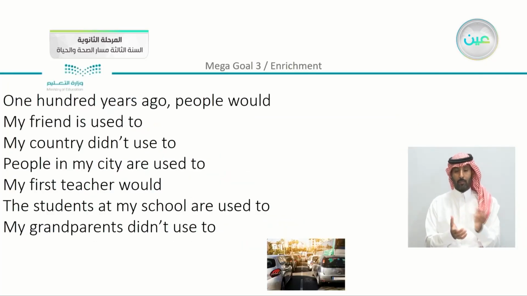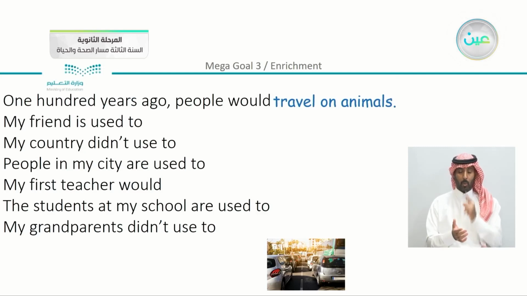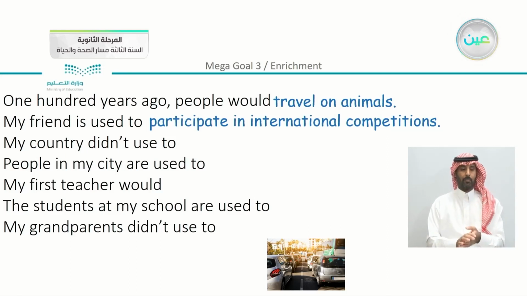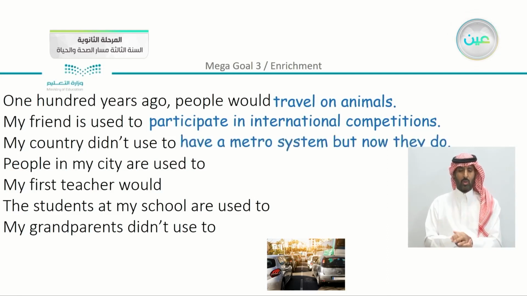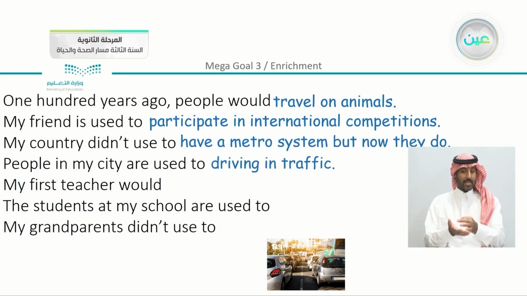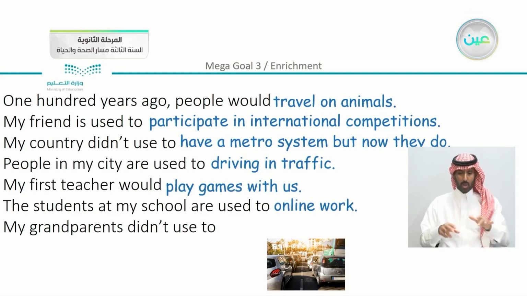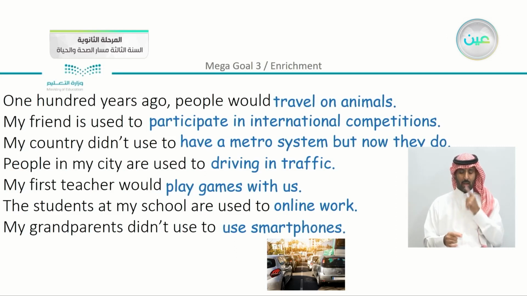Moving on, we have, yes, 100 years ago, people would travel on animals. Let's just complete together. My friend is used to. You can just choose any type of sentence. We can say, for example, participate in international competitions. My country didn't used to, a free answer, have a metro system, but now they do. People in my city are used to driving in traffic. My first teacher would play games with us. The students at my school are used to online work. My grandparents didn't used to use smartphones.